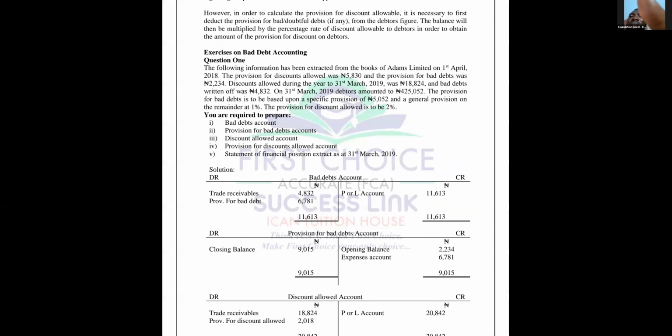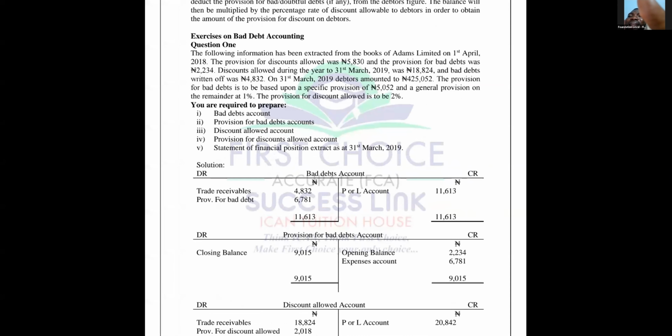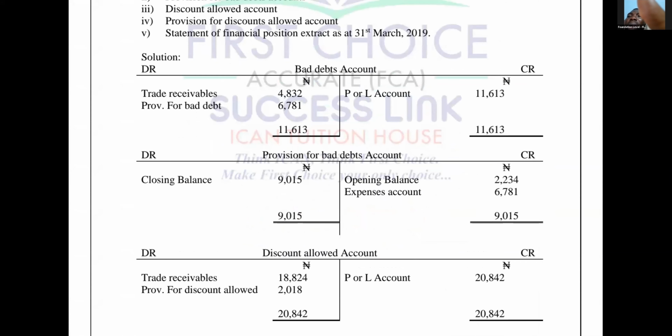That will give us, okay, can you see that? That will be the closing balance, 9,015. Now, once we have this 9,015, we can go ahead to compute to close our account.